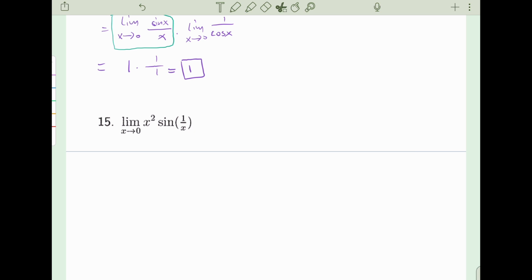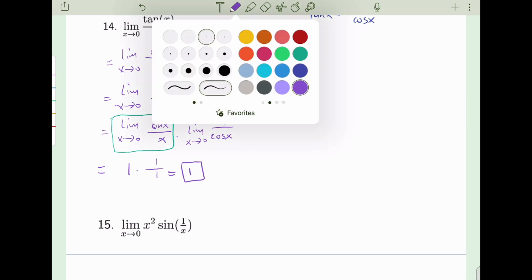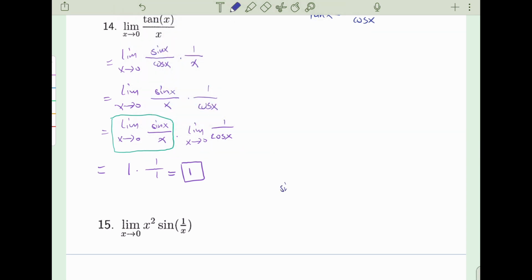So 15 here, we can use the previous method. Somebody may think that I can try sine of 1 over x divided by 1 over x to construct this form. However, the assumption says that the thing inside this sine of x and the thing in the bottom, this expression, has to go to 0.